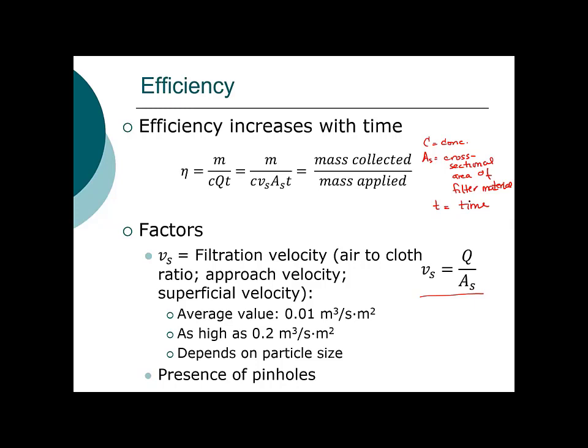The average filtration velocity, or this air to cloth ratio, is about 0.01 meters per second, or meters cubed per second per meter squared. It can be as high as 0.2. It depends very much on your particle size. It also depends on the material that you are using. And then your efficiency is very much dependent on any leaks, any pinholes that you have in the system.